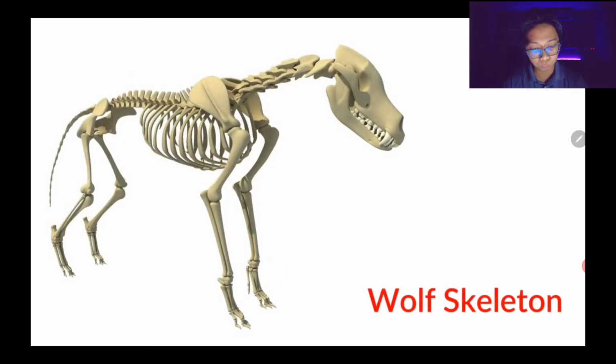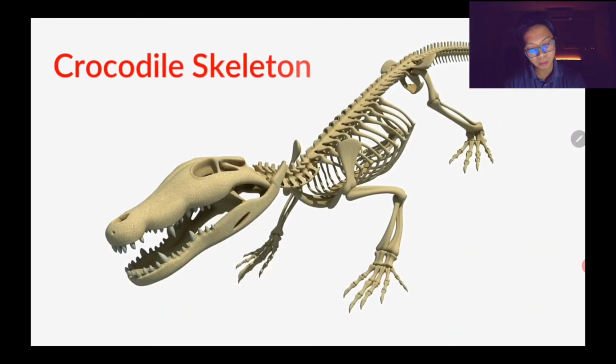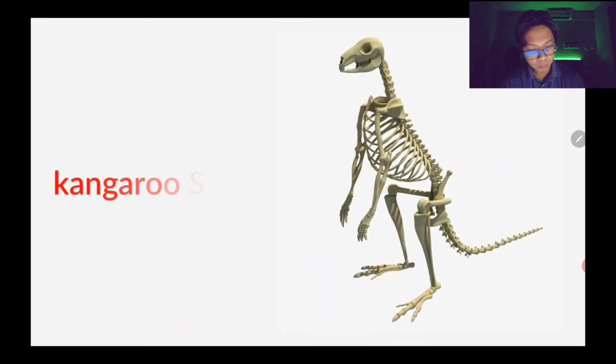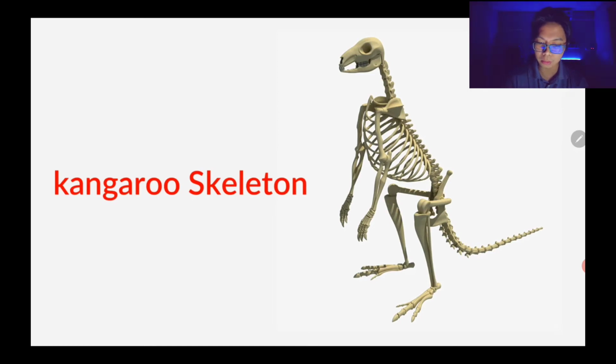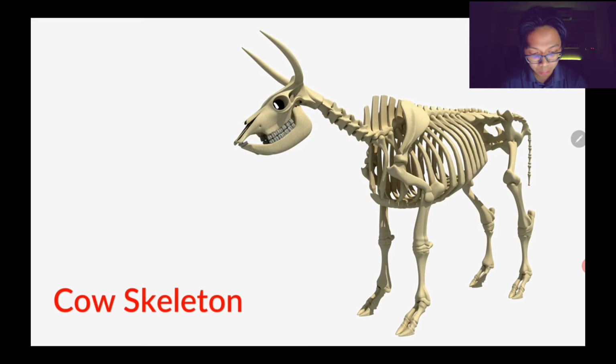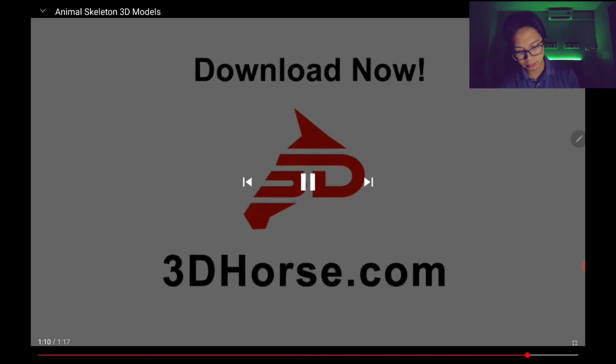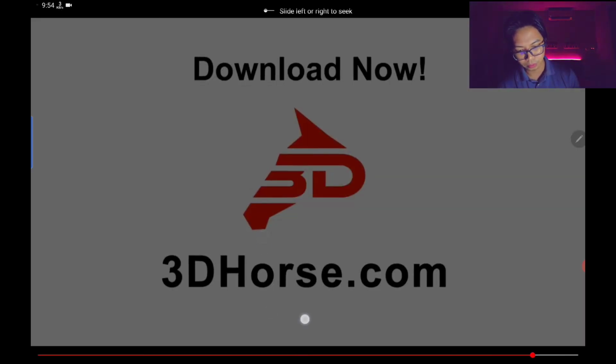Next one is the wolf. Serigala, the wolf. This must be crocodile just now. Big jaw. Tengok kepala dia besar. Next one is kangaroo. Kangaroo skeleton. This is how it looks like. Okay, macam ni lah tulang dorang. Cow. Oh, okay. Cikgu pun baru tahu. So that's all. Just a short video.